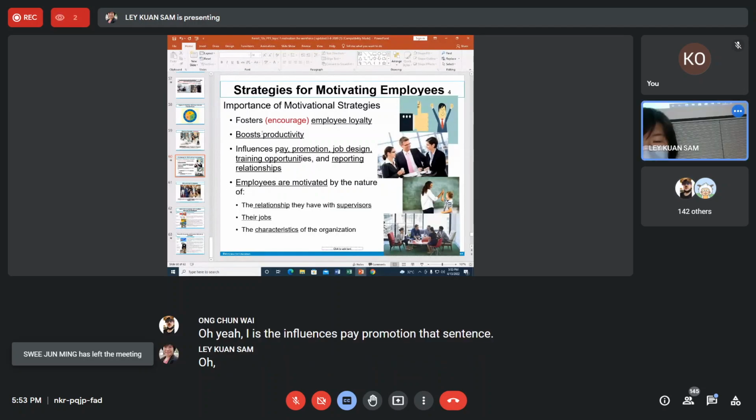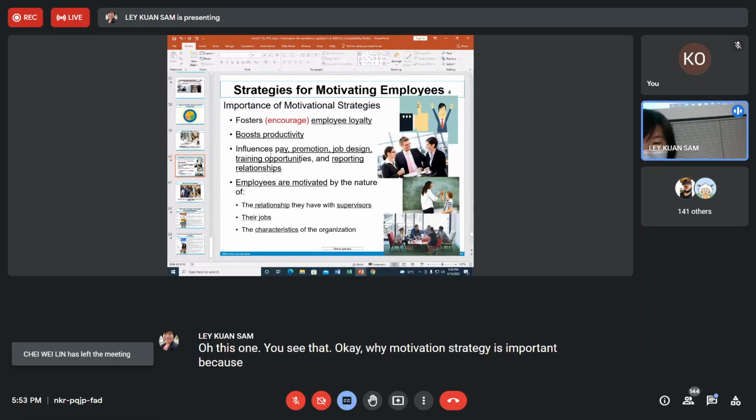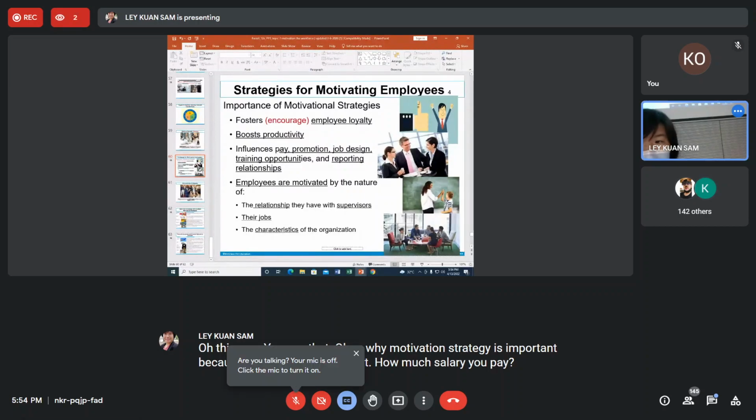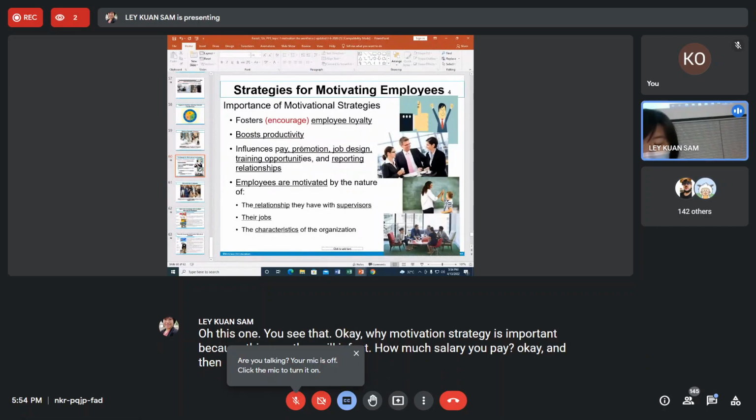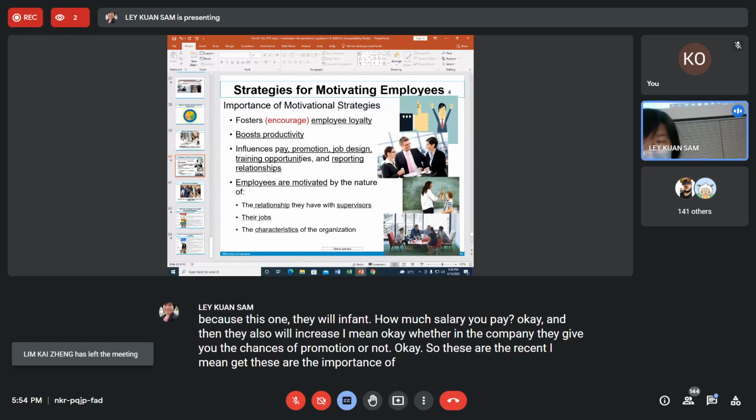Oh, this one. It says, why is motivation strategy important? Because it will influence how much salary you are paid. They will also influence whether the company gives you the chance of promotion or not. So these are the reasons, the importance of motivation strategy. So it will influence pay.